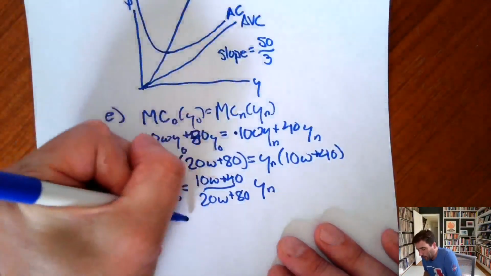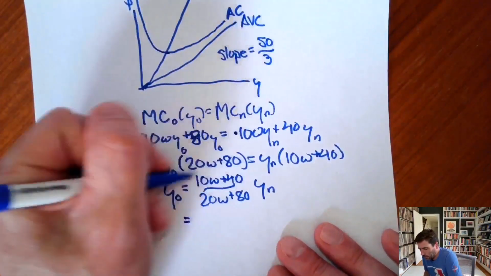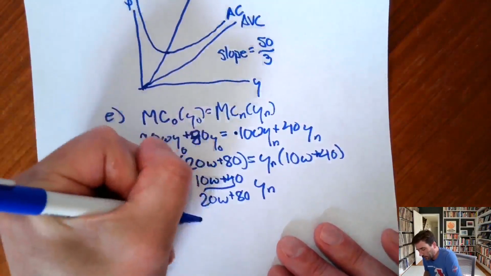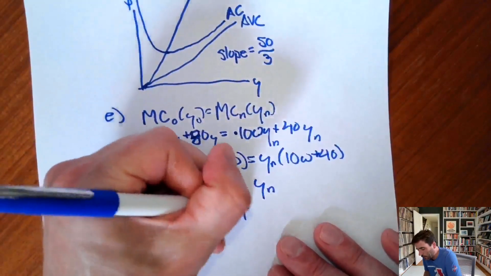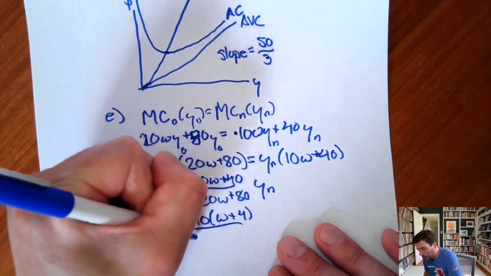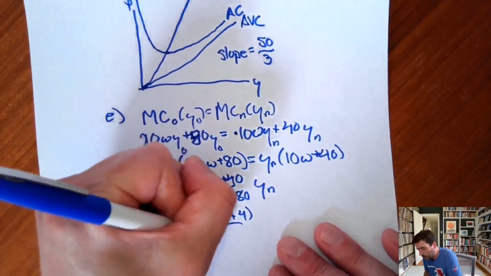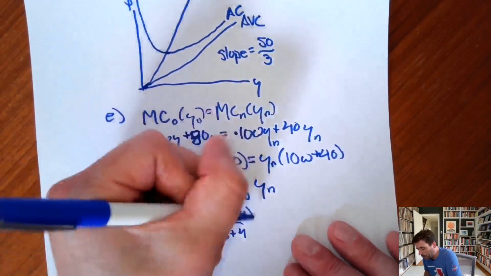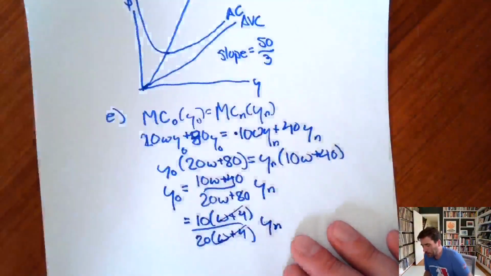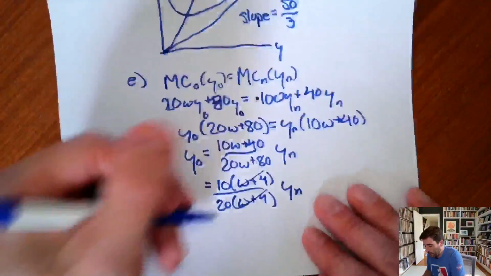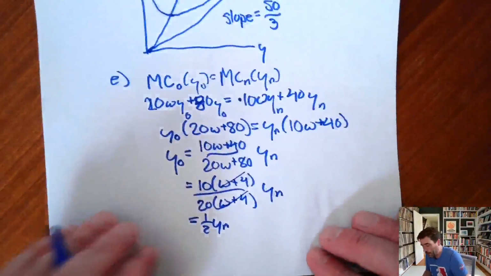And so if I pull out some common terms here, we can see if we can simplify this a little bit further. So I can pull out a 10 on the top. That's going to leave me with w plus 4, right? I can pull out a 20 on the bottom, which is going to leave me with a w plus 4, right? And so those w plus 4s are actually going to cancel out, and I'm left with 1/2 yn, right?